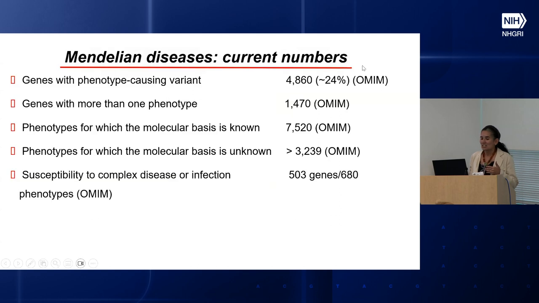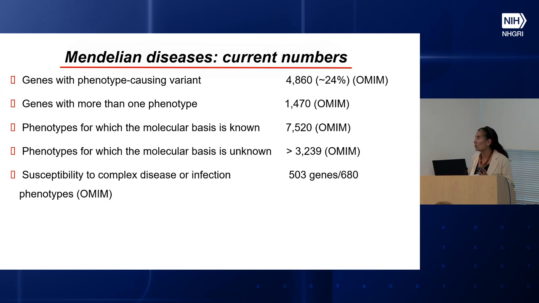All right, so again, this data is from OMIM, and here we have where we are nowadays with the number of genes and the phenotypes that we have solved, the associations between genes and phenotype. I think Adam had one of these numbers in one of his slides. The number of phenotype-causing genes in OMIM right now, this is not variants, this is genes, is 4,860. The genes with more than one phenotype are 1,470, and phenotypes with molecular bases known, 7,508.